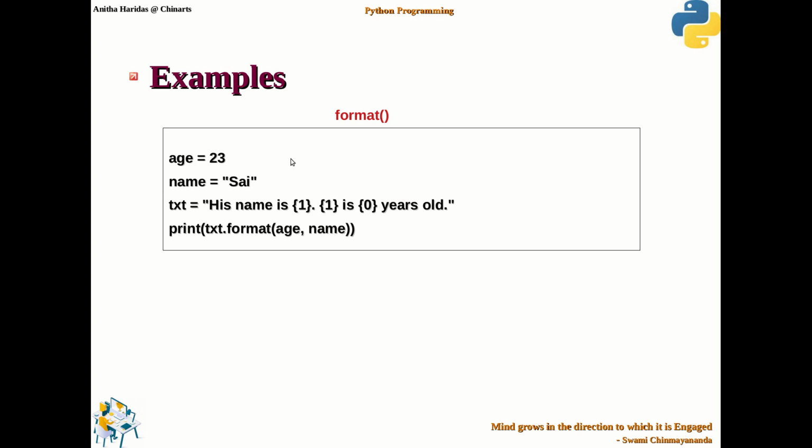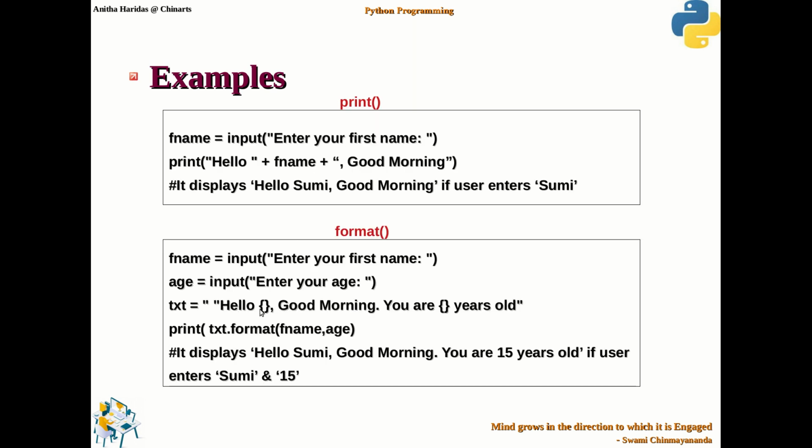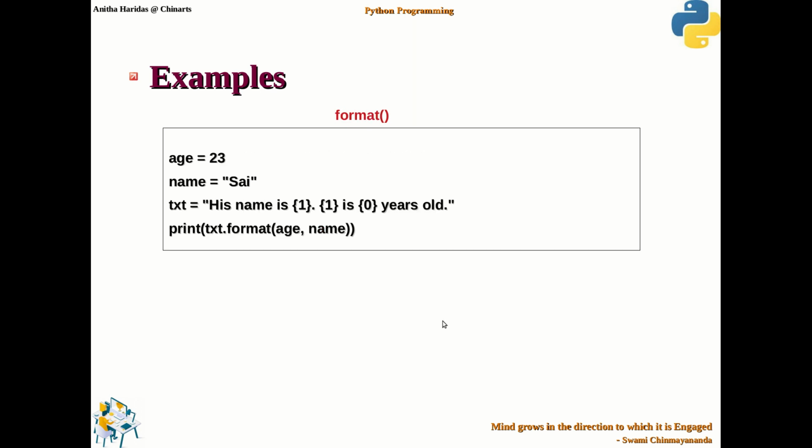Okay, so this is another way of representing the format function. You can observe here, in the previous example, I have not given any representation inside the curly braces. Inside the curly braces, it's blank, right? Now, you can observe this example. I am assigning value 23 to age, and I am assigning name Sai to variable name, and I am declaring a string here, right? Let me call it a format string. I am having 'his name is', and inside the curly braces, if you observe, I give value 1, again curly braces with value 1, and another curly braces with value 0, 'years old'.